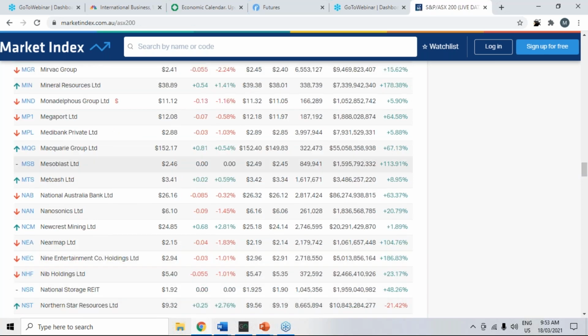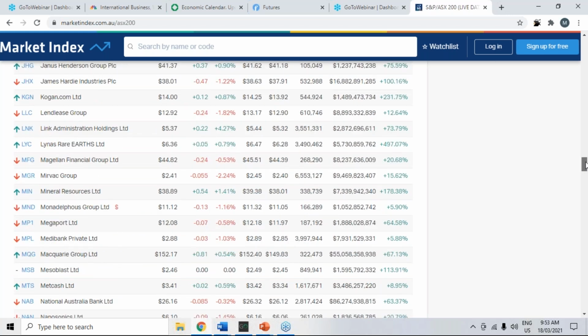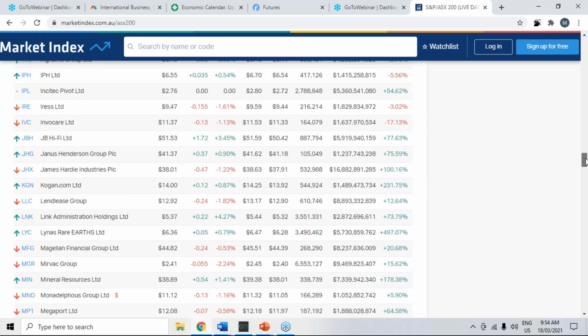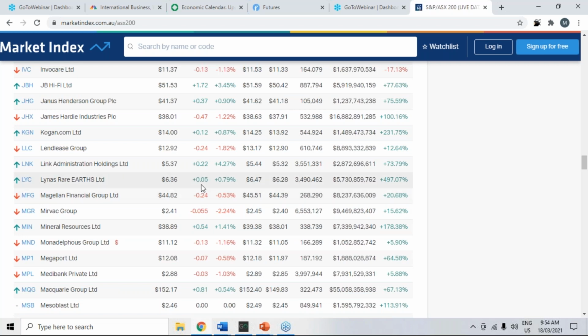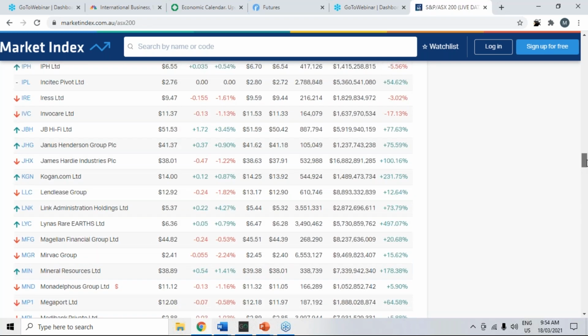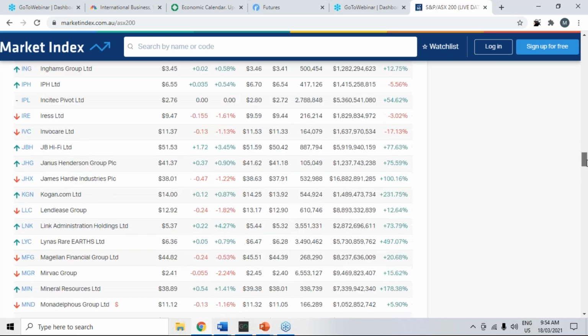Gold stocks are obviously doing well. Now, Macquarie has been one of our picks over the last couple of weeks, so we'll have a look at that chart as well. And LYC, I actually removed this yesterday just to remove a bit of risk. Did quite well, but we'll have a look at a chart of those as well in a moment.